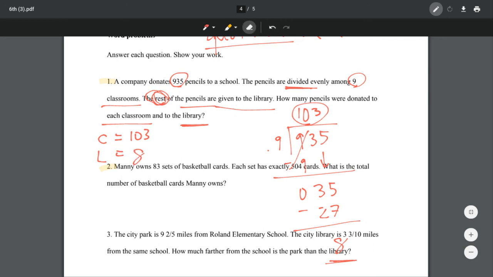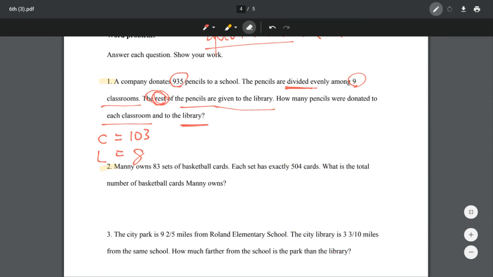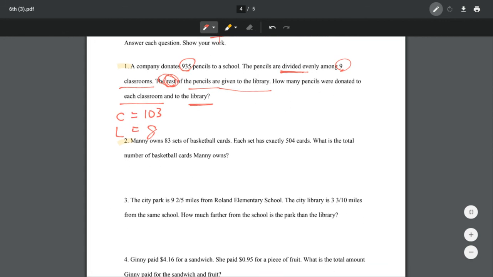Okay, so let's look at number 2 now. Manny owns 83 sets of basketball cards. Each set has exactly 504 cards. What is the total number of basketball cards Manny owns? So what are we doing here? We are multiplying, right? Which two numbers? 83 and 504. So we're looking for the product.